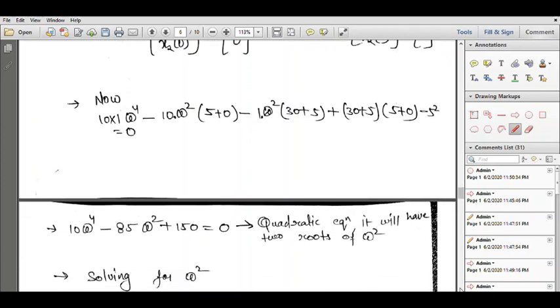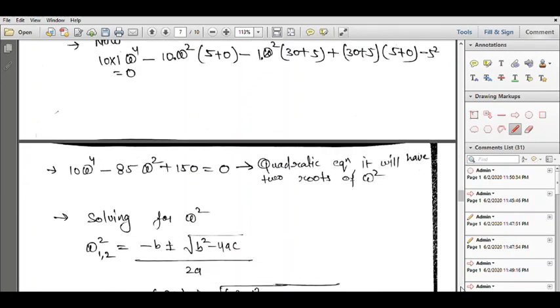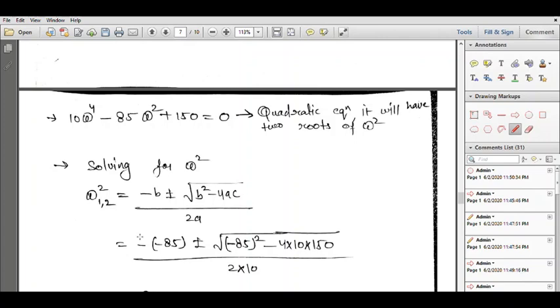Now here we'll get the quadratic equation of omega square, not omega. Remember, this is the quadratic equation of omega square, not omega. So we'll solve this quadratic equation for the value of omega square. The simple formula which we have learned in our primary schools, we will apply the same formula. The omega square will be minus b plus minus square root of b square minus 4ac, divided by 2a.